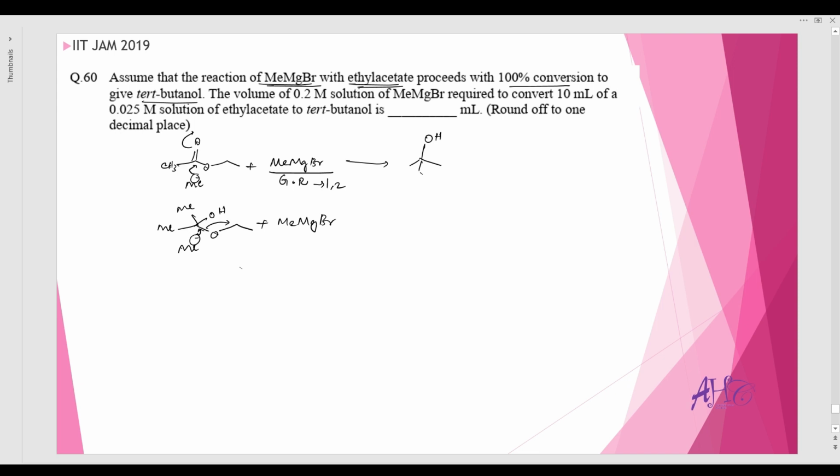This ethoxy group will be removed. In this case, your tertiary butanol will be formed. So basically, you have 2 moles of methyl magnesium bromide reacting with 1 mole of ethyl acetate. Okay. So what have they asked in the question?